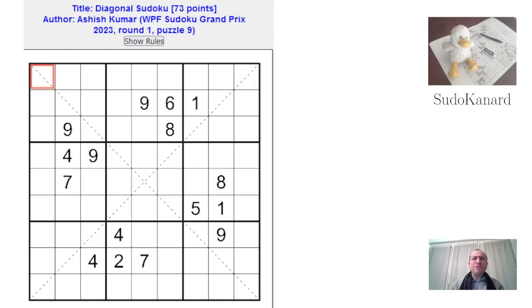So the special rule of diagonal Sudoku is that apart from the usual rules of Sudoku, you must have all digits from 1 to 9 on both diagonals, the diagonals that have those dashed lines that you can see here. So 73 points, that's quite a lot, and I was a bit afraid of this puzzle because I usually perform very poorly on diagonal Sudokus. So where do we look?